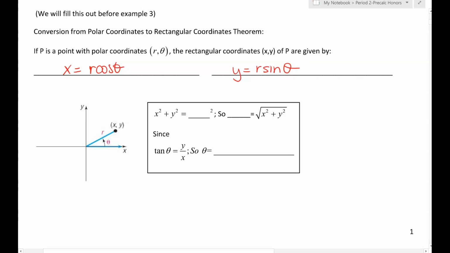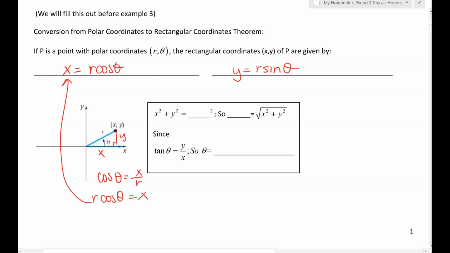Now let's look at this first triangle. There's a right triangle. This is y, this is x. And as you already know, let's prove it: cosine of theta is always adjacent over radius. In polar coordinates, that's r. So if I multiply both sides by r, I have r times cosine of theta equals x. That's how we convert it to that.